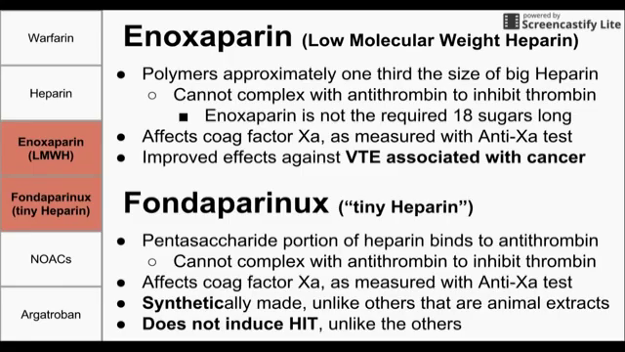So again, you can measure enoxaparin effectiveness with the anti-10A test, and enoxaparin is particularly used when you have an embolism that is associated with cancer, and cancer puts you at a pretty high risk for getting a DVT or a PE, and enoxaparin can be used in that situation.